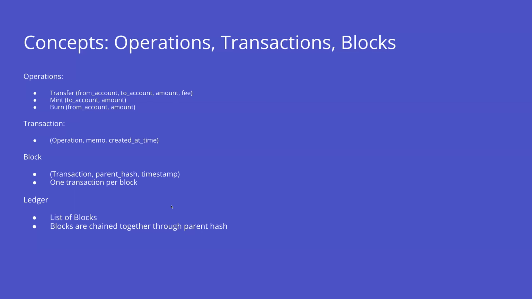A block includes one transaction per block. And besides the transaction, it contains the parent hash, the hash of the previous block, and the timestamp when the block has been created. And the entirety of the ledger is these blocks that are chained together through this parent hash. So that's why it's called a blockchain. You have a block that refers to a previous block, and that block refers to the block before that. And so all these blocks with all these transactions are linked together.